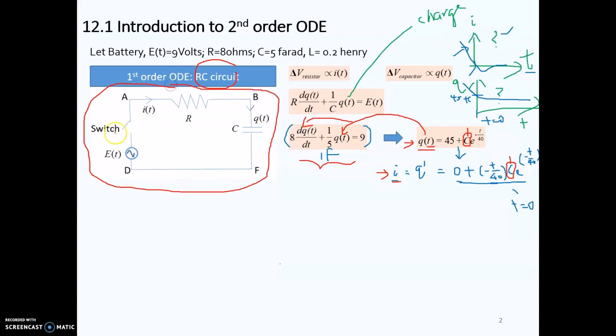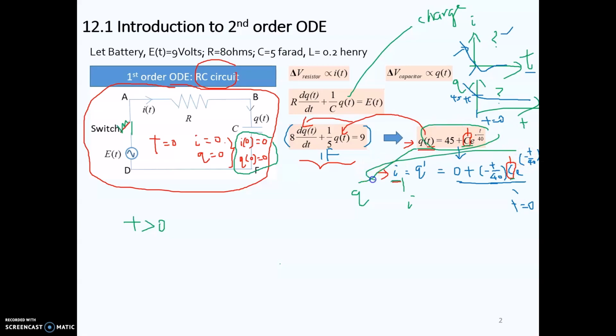To obtain the particular solution, you must know the initial condition for this application. For example, in this case, when the switch is open, the current at t equal to 0 is equal to 0 also. And also the charge is equal to 0 when the switch is open at t equal to 0. From here you can form two initial conditions that can be used to find the unknown c. With that, you can solve the particular solution for q(t) and i(t). So when the switch is closed at t greater than 0, you can obtain the corresponding charge and current by using these two equations.